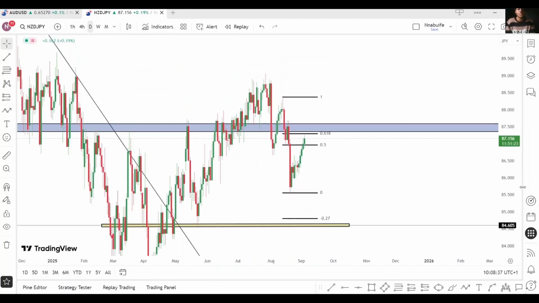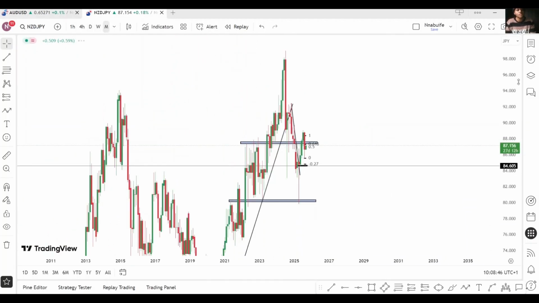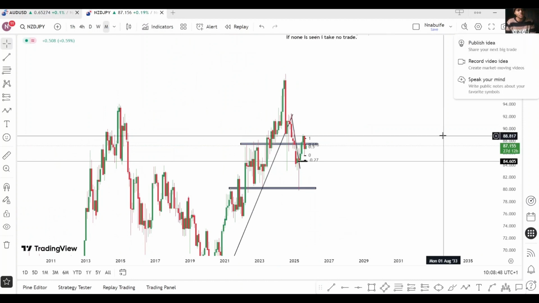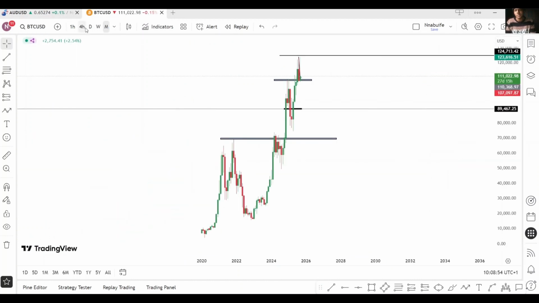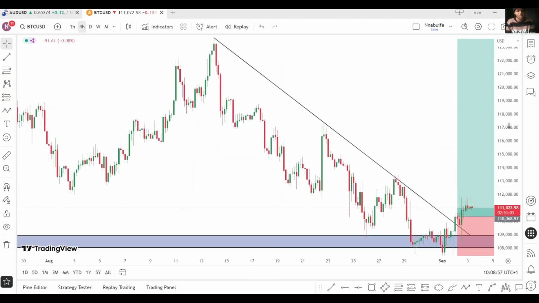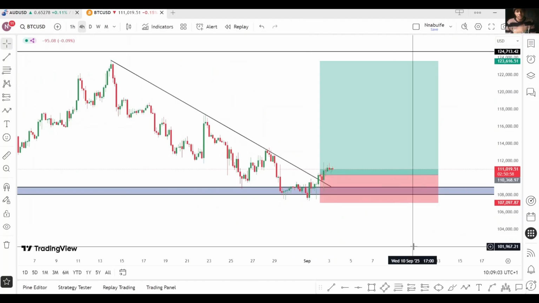So this is it for NZDJPY. Sell to the downside. We are bearish. NZDJPY bearish. So BTC USD buy, NZDJPY sell. Let me go over BTC one more time. You can see, like I said, I am long BTC USD. I am long. You can enter this market with me. I'm long BTC USD at the moment.